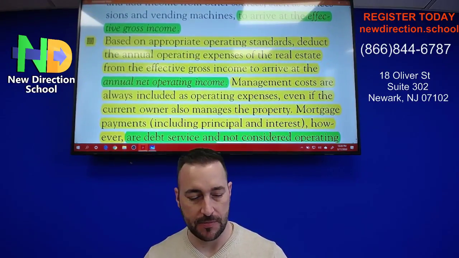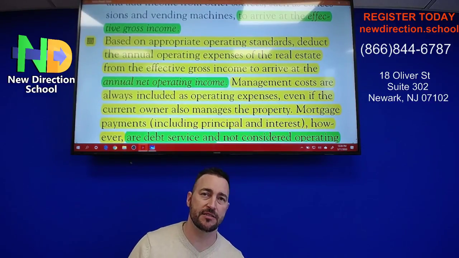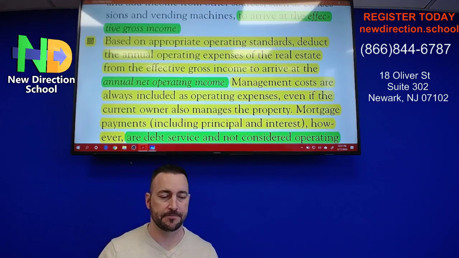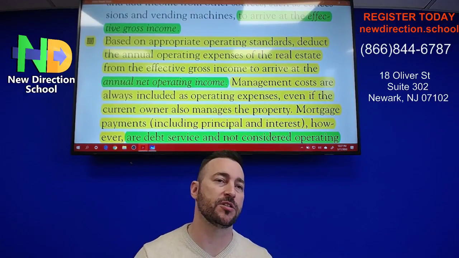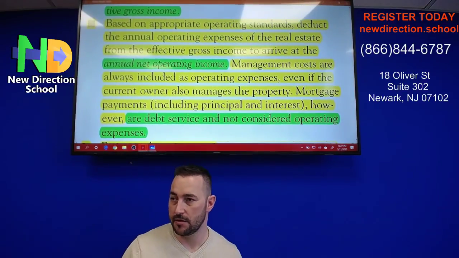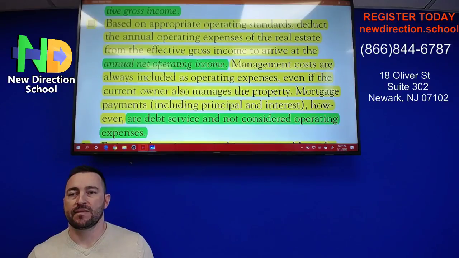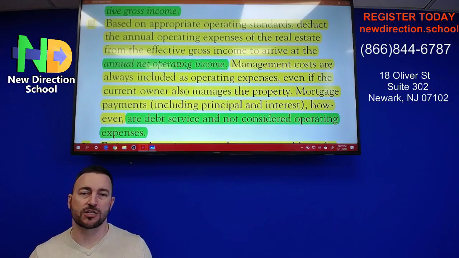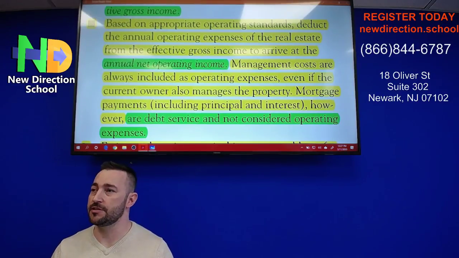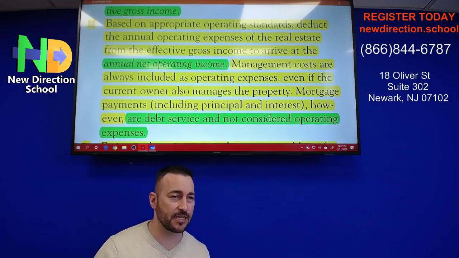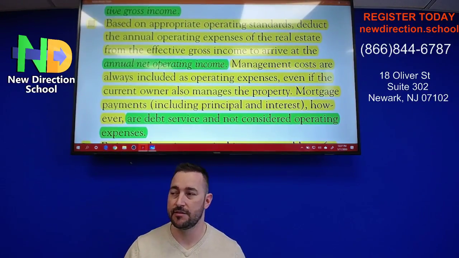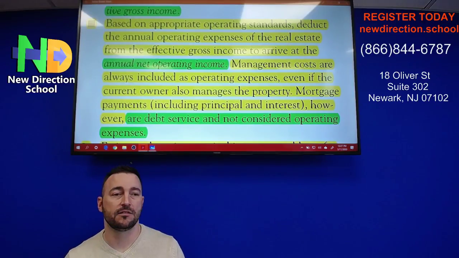Management costs are always included as operating expenses, even if the current owner also manages the property. Mortgage payments, including principal and interest, however, are debt service and not considered operating expenses. So, what are operating expenses? It's the cost to keep the lights on, right? So, electricity must be paid, water must be paid, gas must be paid. Fixed expenses are operating expenses. Taxes, you got it? Maintenance, management.